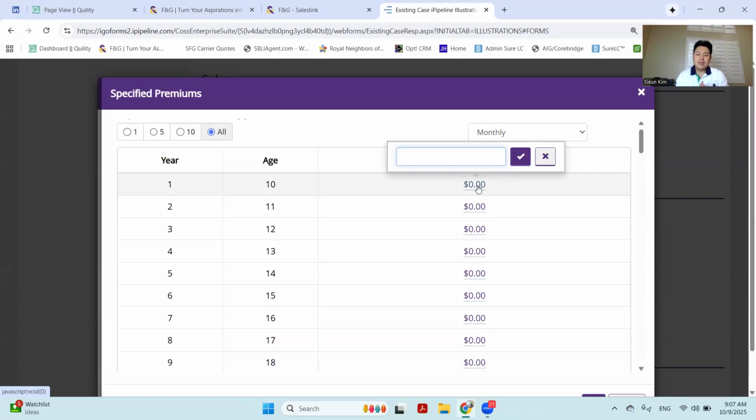So let's just say usually, and this is a good general rule of thumb, if you wanted to have the client pay the minimum, I would say $50 is the absolute minimum that I recommend on an IUL for children. A couple of reasons. One, because if we go less than $50, not much of the premium really goes to the cash value.